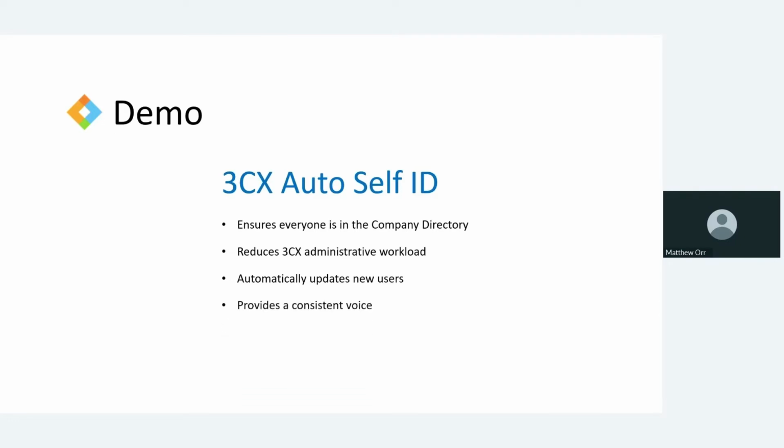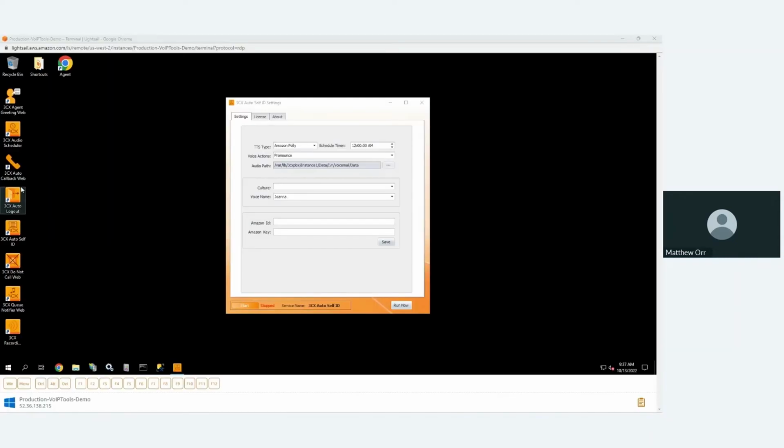This makes sure you could, for example, choose to not have anybody record their self-identification message. And in that scenario, when somebody goes to the company directory and the company directory says, for Matthew Orr, press 1. When it says Matthew Orr, it's always in the same voice. So you have a consistent voice all the way through your company directory. All right, so that's what this tool is all about. Let's go and take a look at what's required.